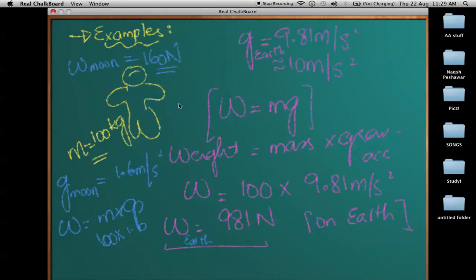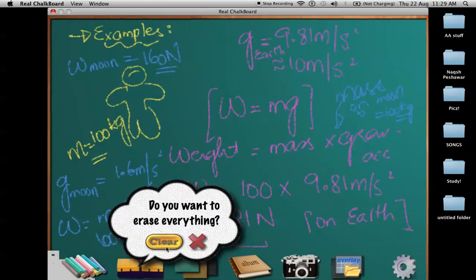However, the mass of the astronaut on the moon would still be 100 kilograms. Mass is an unchangeable property, and this does not change no matter where you are. The mass will be 100 kilograms. So that was our first example, and this was an easy one.